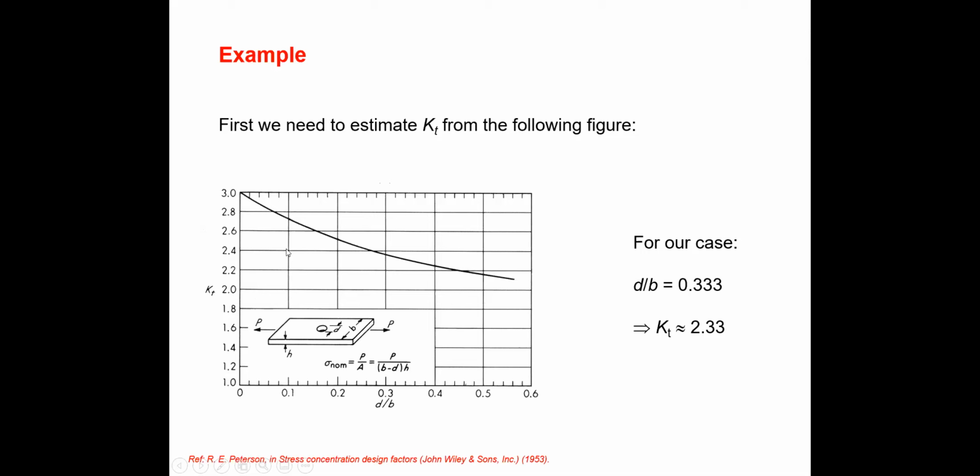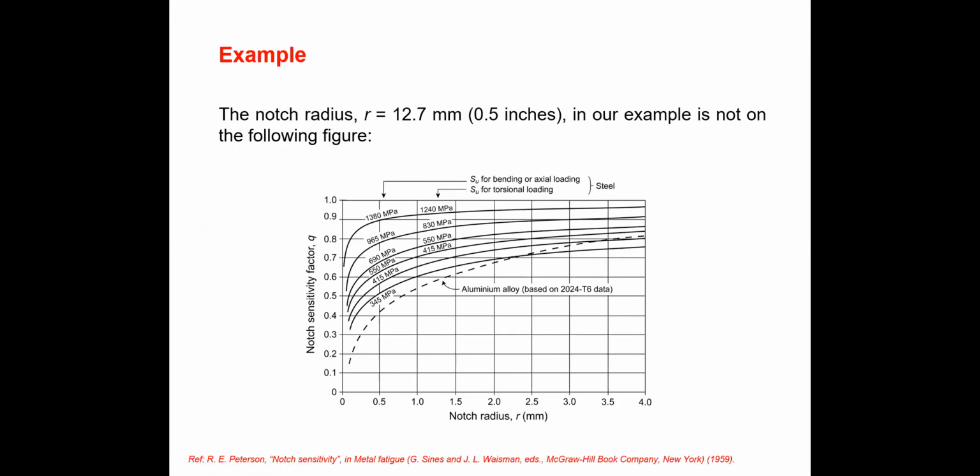So there is only one curve. I already explained in the previous lecture. So K_T value is 2.33 with the d/B ratio. And then you need to find out the q value, the notch sensitivity, because you need to find the K_F. So ultimate strength is provided already. So you need to use these values.